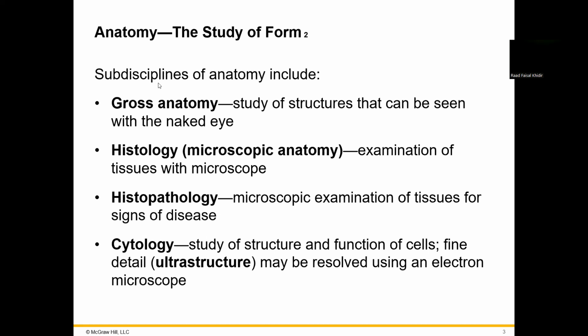We talked about gross anatomy. Remember, gross anatomy is naked eye anatomy, meaning that it's the anatomy that we are able to see with our eye. We don't need a microscope. Very good. Histology is microscopic anatomy. So that's the examination of the tissue with the microscope.